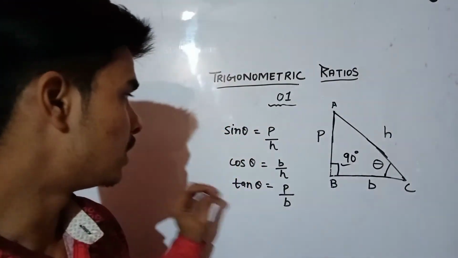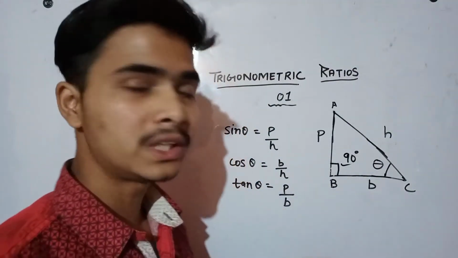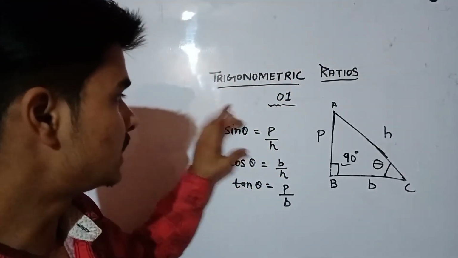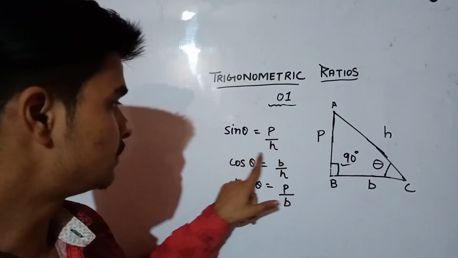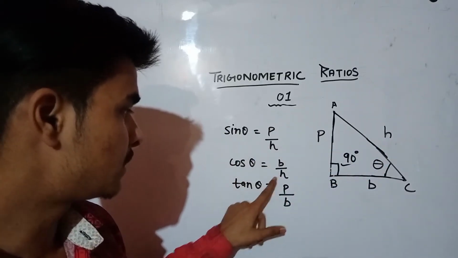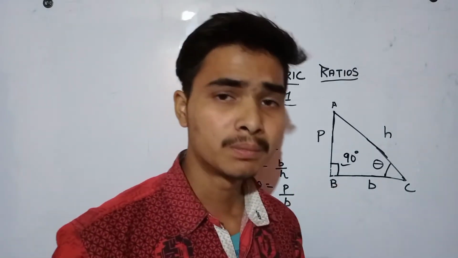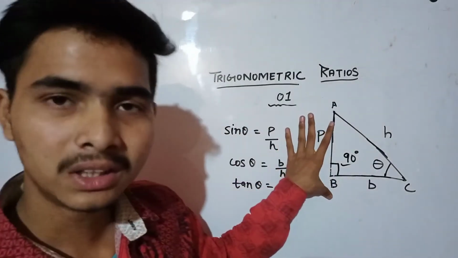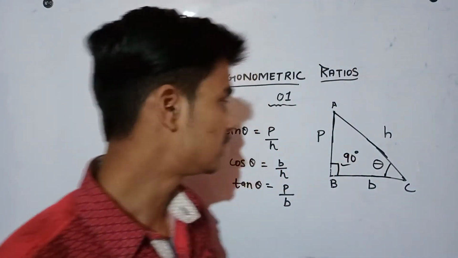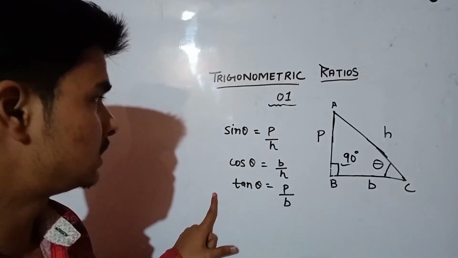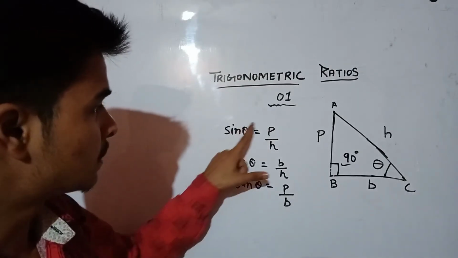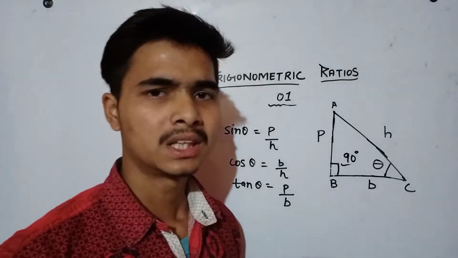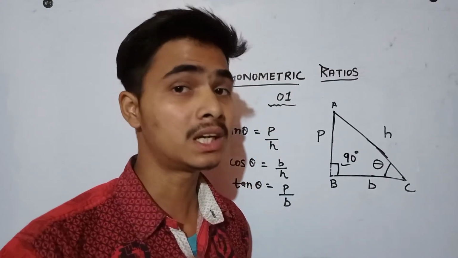Keep a note of all these points. These are going to be very helpful and crucial to solve the questions of this chapter. So sin theta is perpendicular by hypotenuse, cos theta is base upon hypotenuse, and tan theta is perpendicular divided by base. In the beginning you should learn the first three: sine, cos, and tan. Kindly pause the video and learn it.